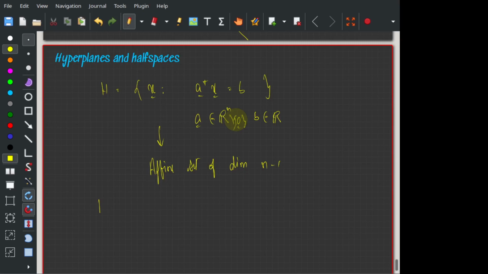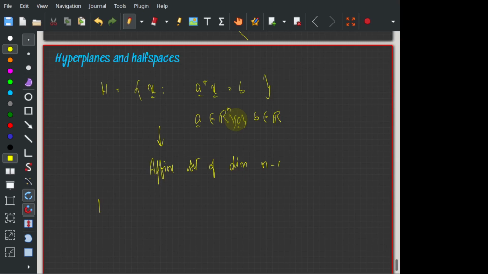And if both A and B are 0, then the dimension is n because it contains all of Rn. But if A is a non-zero vector, can it be inconsistent? It cannot, right? There's only one equation anyhow, so it can't contradict any other equation. Okay, so it's just one.